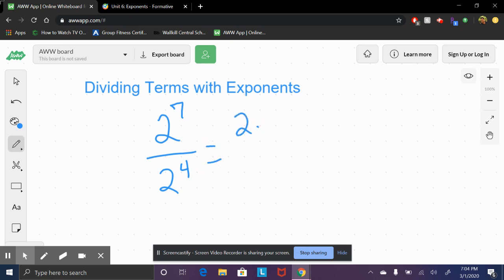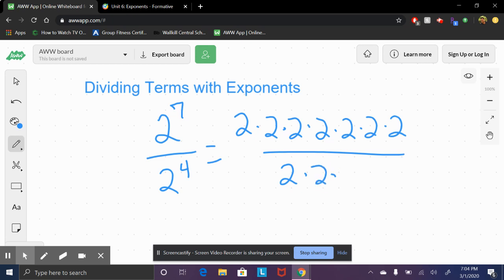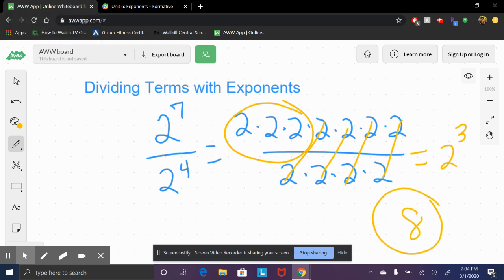2 to the 7th is 2 times 2, 3, 4, 5, 6, 7 over 2 to the 4th, 1, 2, 3, 4. And what I'm going to do is cancel out, since any number divided by itself is 1, and see what I'm left over with. 2 divided by 2 is 1, 2 divided by 2 is 1. And I cancel out, and I'm left with 3 2s. So it's actually 2 to the 3rd, which is 2 times 2 times 2, which is 8.